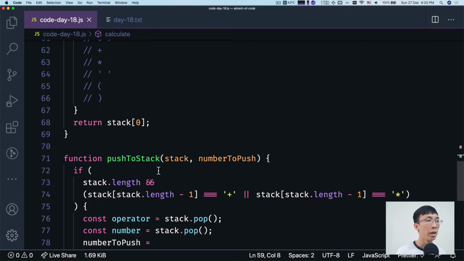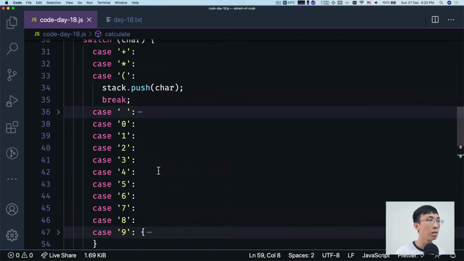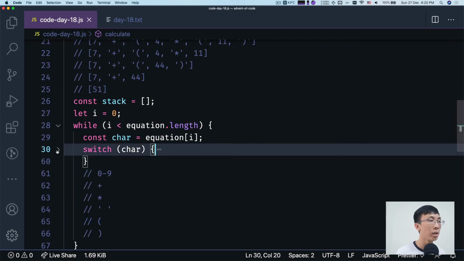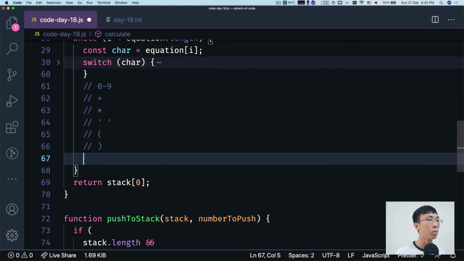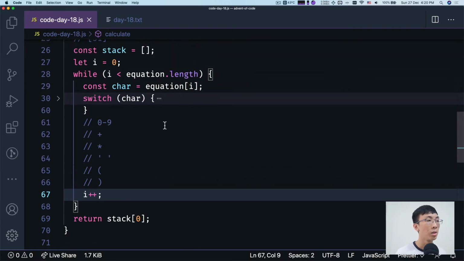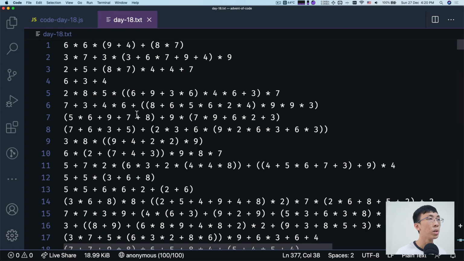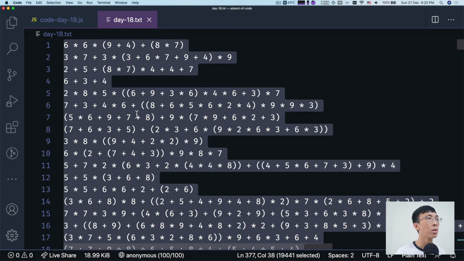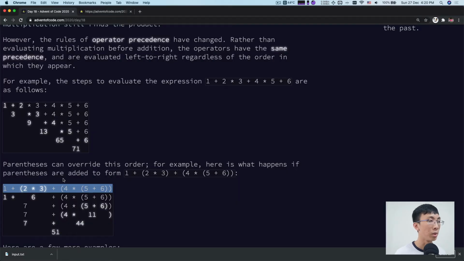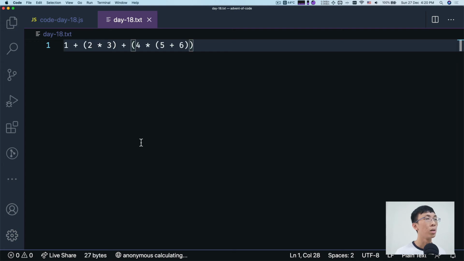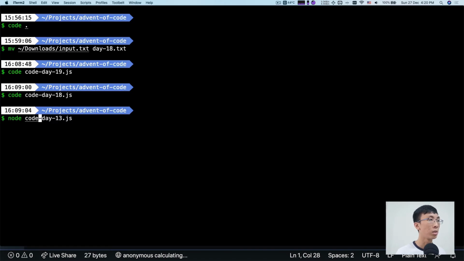Right. And I guess that is it. And before we end, we need to remember to increment i as well. Right. And then let's see how it goes. So probably before we run this, I'm gonna try out one of the equations over here. And let's see what we get.